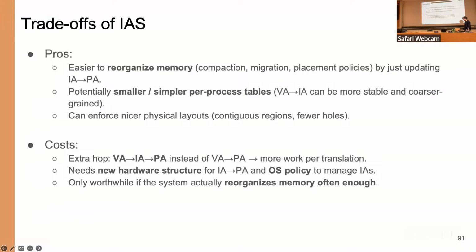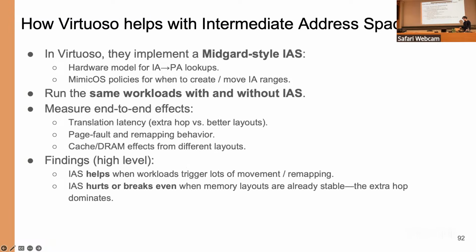All right. The problem here is that IA is not free. We're buying layout flexibility and smaller metadata by adding another lookup. So the real question is, when does that trade-off pay off? And because Virtuoso models both the hardware lookup and operating system policies, it can tell us for which workloads the extra level is worth it, instead of assuming the intermediate address space is always good or always bad.